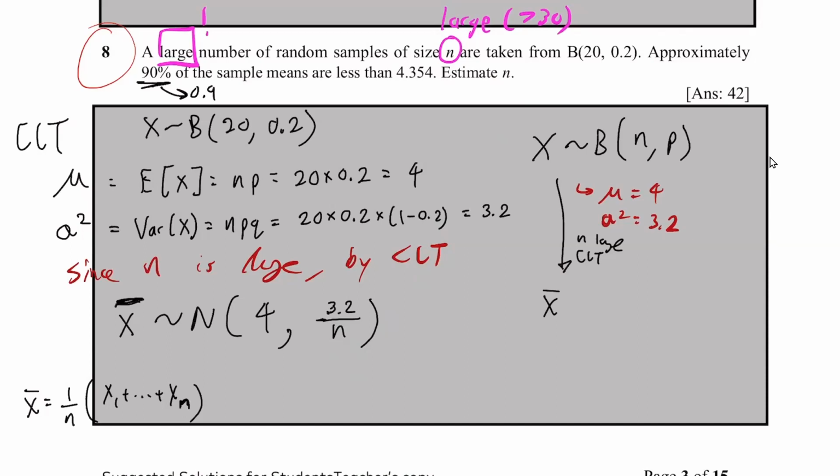So P of something equals 0.9. Probability of what? Sample means, which is your X bar, are less than 4.354. In other words, P of X bar less than 4.354 equals 0.9. But can you use the normal CDF here?